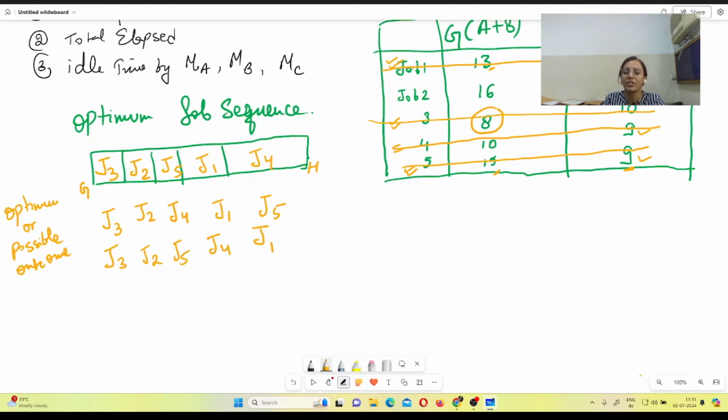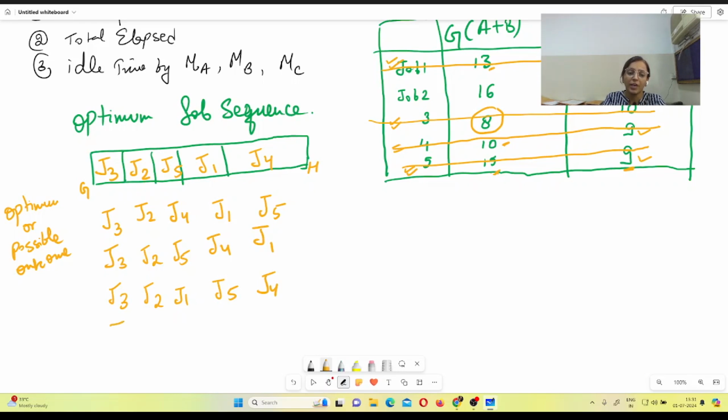Like in this scenario, I've written J4 at the end because of the maximum. Why have I written J4 at the end? Because this one is the lowest as compared to the others. But now I have written J1. Why? We have taken a possible outcome. So it can be possible, right? Another possible outcome can be J2, J1 over here, and then J5 and J4. Yes, this can be a possible outcome.